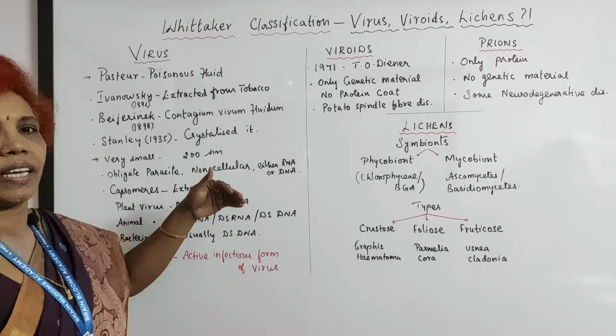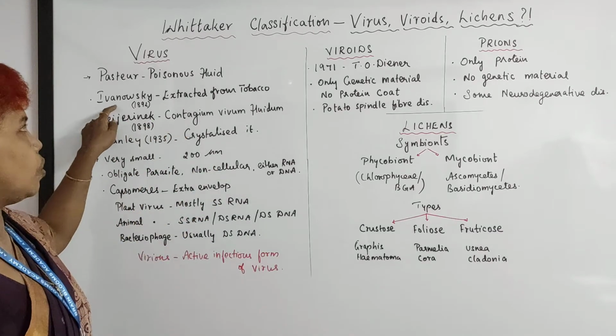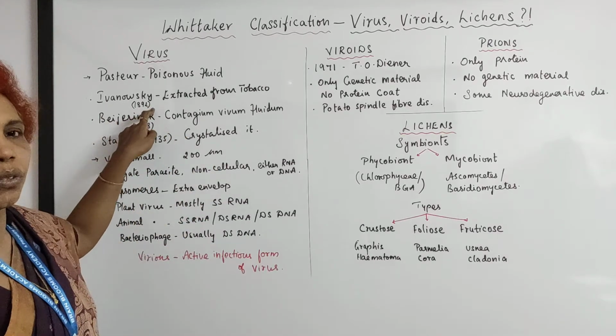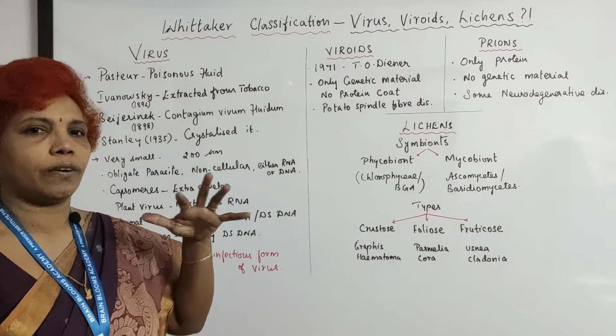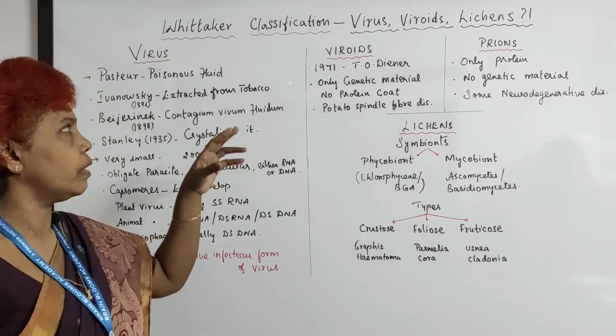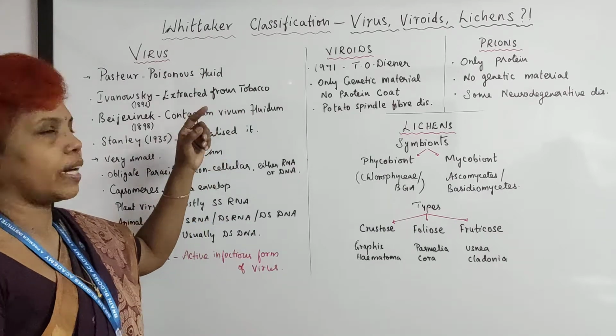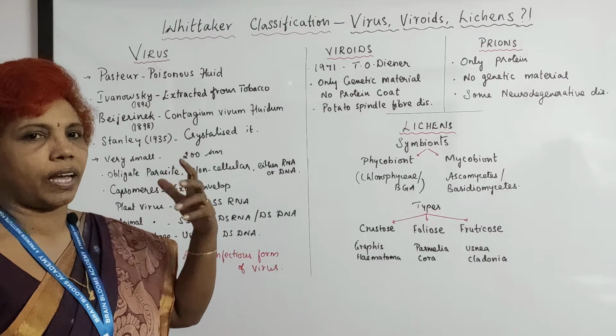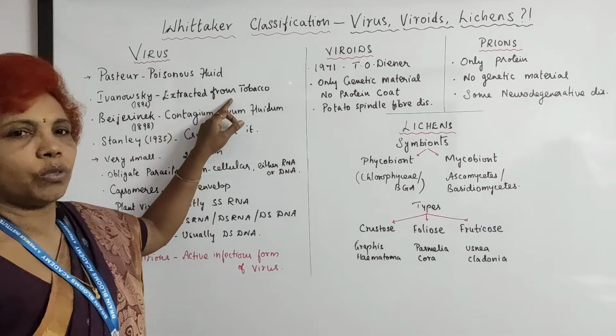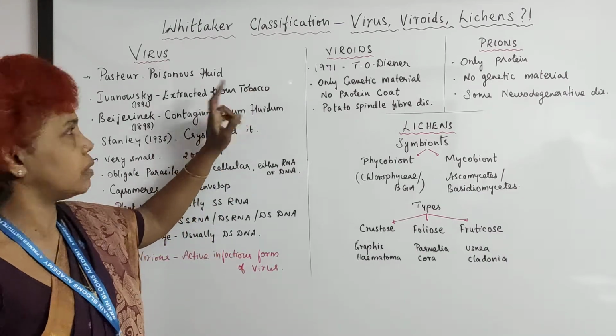So when you trace their history, Ivanovsky in 1892 saw some spots, a mosaic kind of spots, on a tobacco leaf, and he took that and extracted the fluid, and found out that there is something which is smaller than bacteria, and that was tobacco mosaic virus.